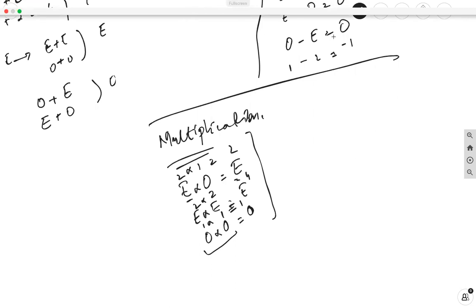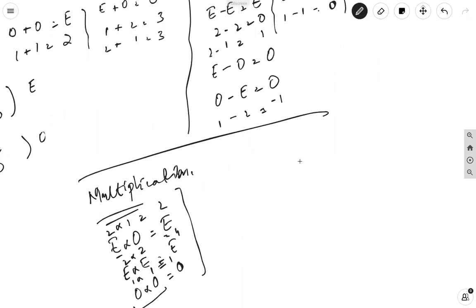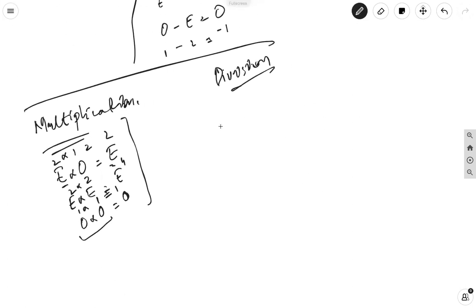Now for division, things are a bit complicated. Let's see each case separately. If we divide even by even, there could be multiple scenarios. The result could be even, the result could be odd, or the result could be a non-integer value.